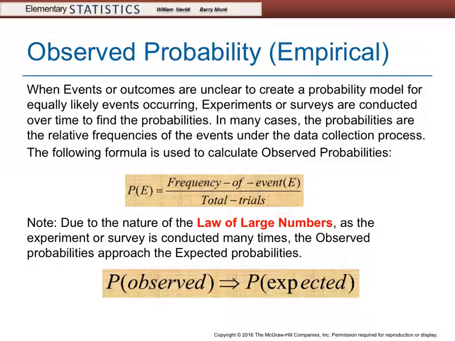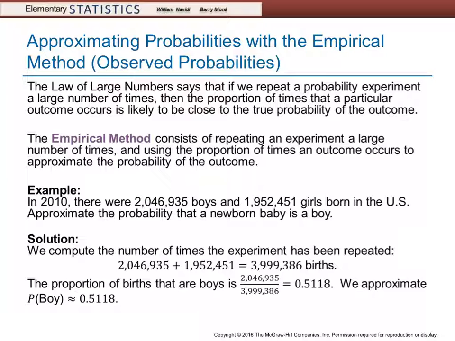Note, due to the nature of large numbers, as the experiment or survey is conducted many times, the observed probabilities approach the expected probabilities. So, the law of large numbers says that if we repeat a probability experiment a large number of times, then the proportion of times that a particular outcome occurs is likely to be close to the true probability of the outcome. So the empirical method consists of repeating an experiment a large number of times and using the proportion of times an outcome occurs to approximate the probability of the outcome.